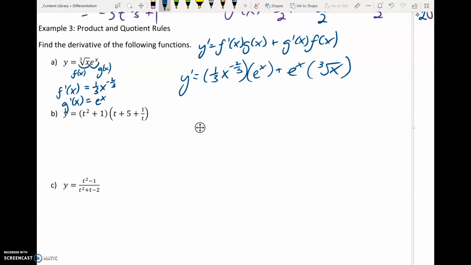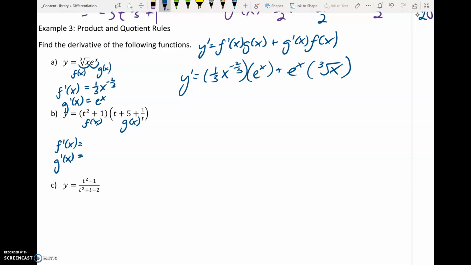and we need to separate the f of x and g of x. So this first bracket here can be f of x. The second bracket here can be g of x. It really doesn't matter which one. We need to find the derivative of each though.